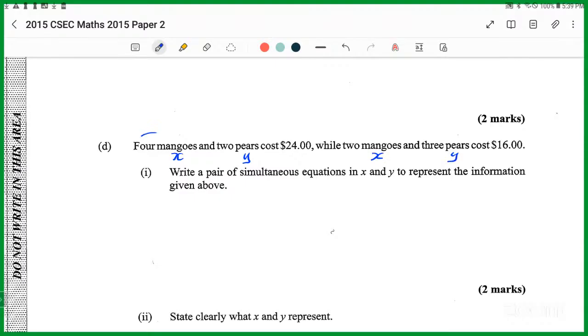So the equation becomes 4x plus... no, wait. x is the cost of a mango. It's 4 mangoes, so x is going to be the cost of a mango, not the number of mangoes. x is going to be the cost of a mango, y is going to be the cost of a pear. So it's 4 times x, where x is the cost of 1 mango, plus 2 times the cost of 1 pear. y is the cost of 1 pear. That total cost is $24, equals $24.